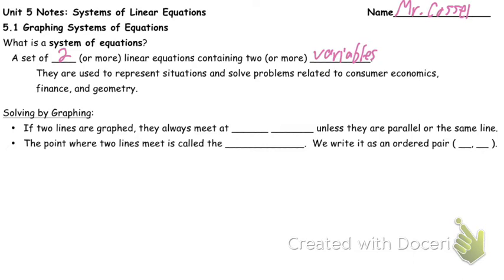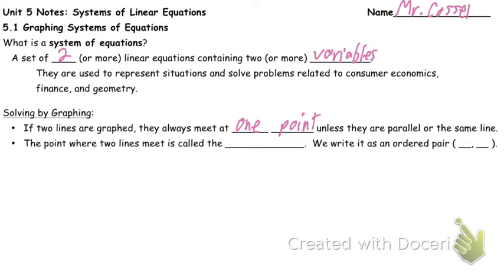So solving by graphing is the first method we're going to learn. Okay, we're reviewing it today even. We're going to learn other methods later. Today we're just reviewing graphing to give us a more solid base on this. So when two lines are graphed, they always meet at 1 point unless they're parallel or the same line.